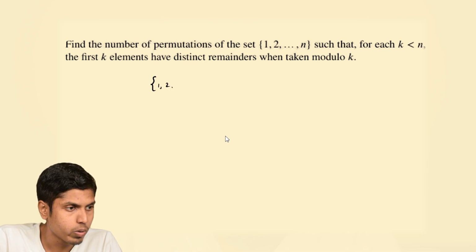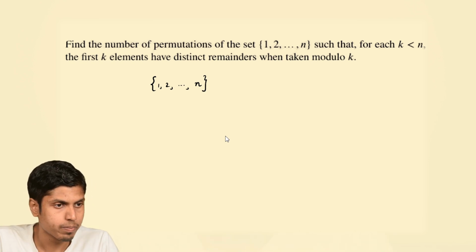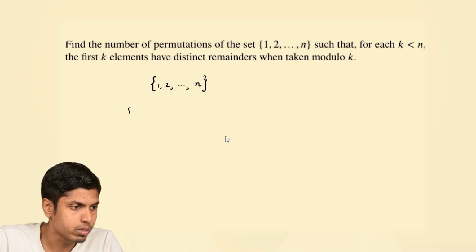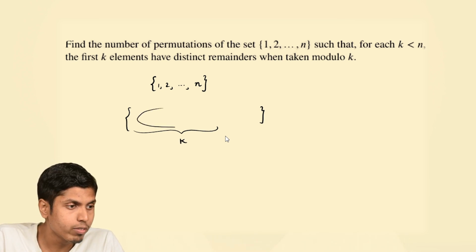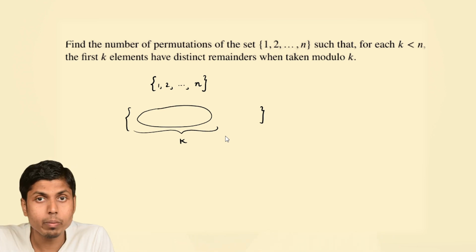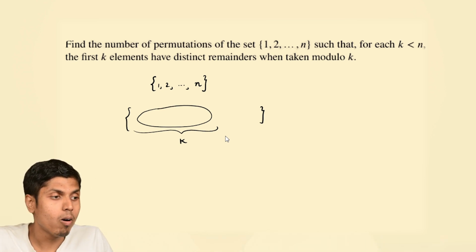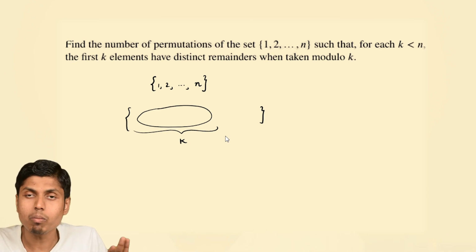The set 1 to n is considered along with its permutations such that for each k less than n, the first k elements. For any permutation, we consider the first k elements for every k less than n, and all of these numbers should leave distinct remainders modulo k. That means all the remainders should be present in some order.